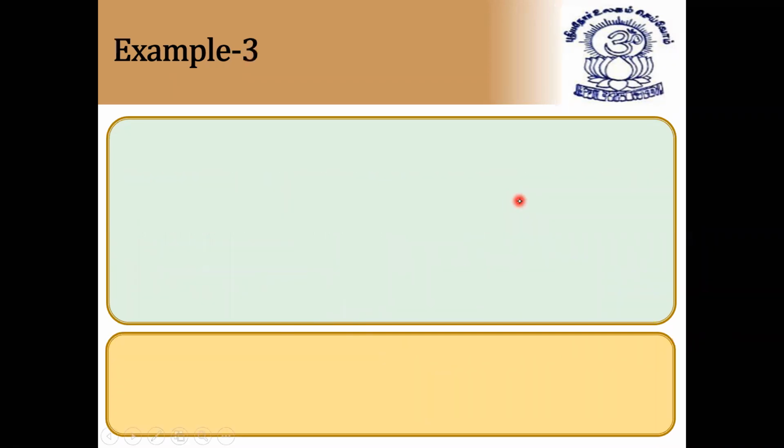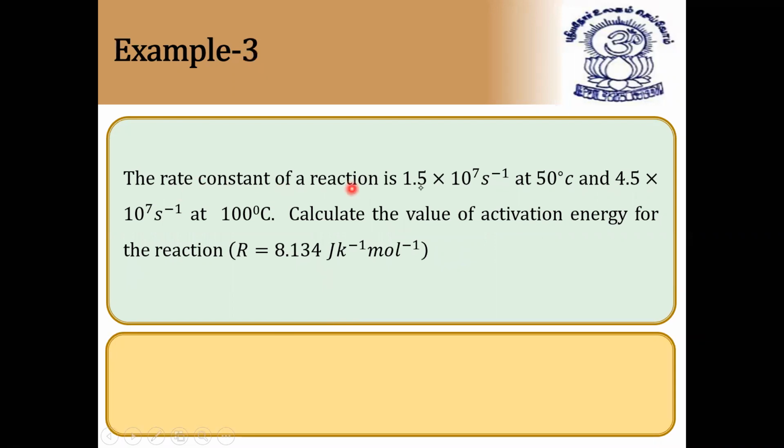Next question. The rate constant of a reaction. See here, by using this formula only you can understand easily. The rate constant K1 for a reaction at 50 degrees C, that is T1, is 1.5 into 10 to the power of 7, and the rate constant K2 is 4.5 into 10 to the power of 7 second inverse at 100 degrees C, that is T2. Calculate the value of the energy of activation for the reaction.